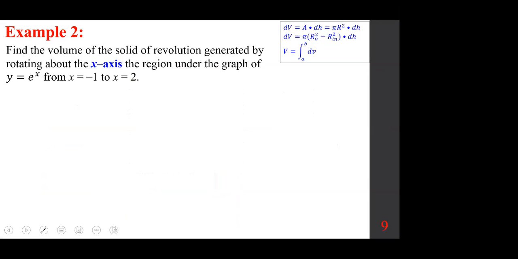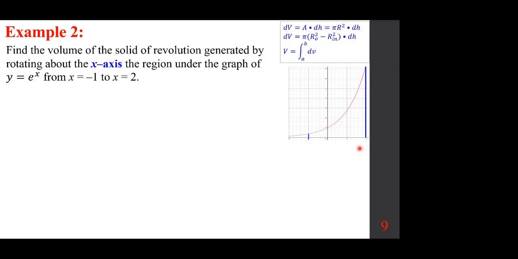What about this one? Again, the function y equals e to the power of x from -1 to 2. So let's quickly graph. Okay, from -1 to 2. This is what we want, right, class? So it's between that, and we want to revolve it about the x-axis. So the region under that, between -1 and 2.